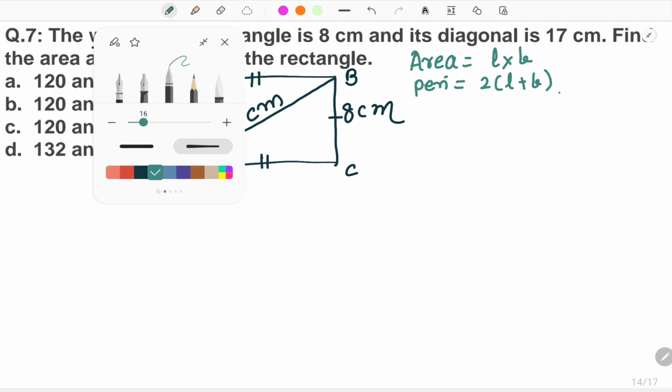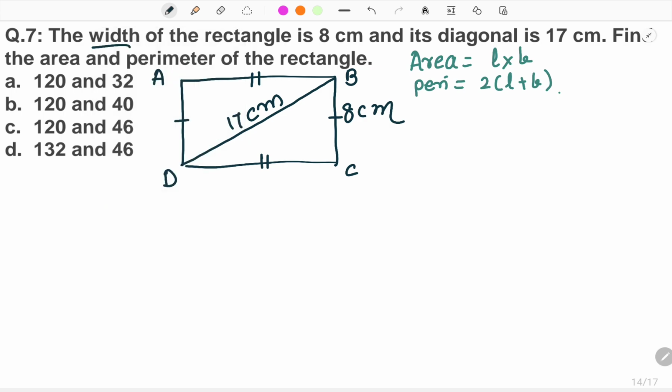But with the help of the diagonal, we can find out the value of length. Look here how. This is a triangle. Everyone, do you agree that this is a triangle? With the help of this diagonal, can we form a triangle? Yes. And this triangle is of 90 degrees.